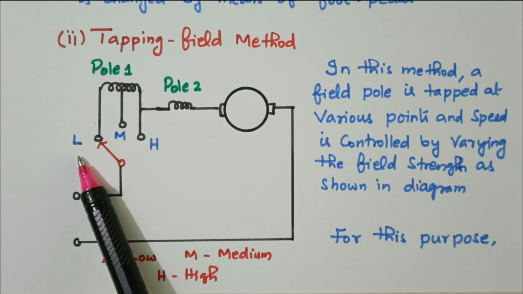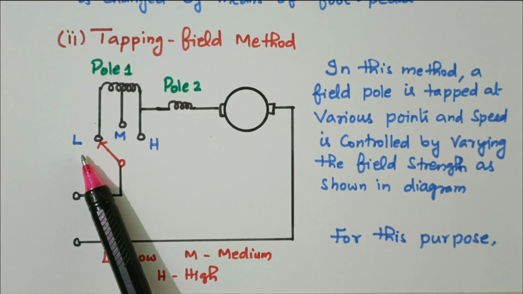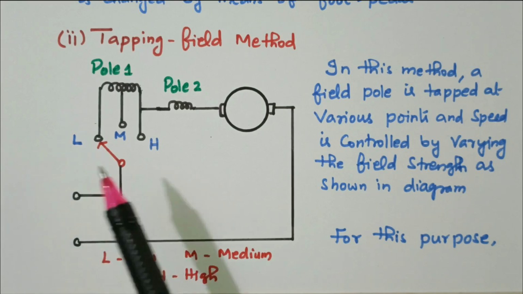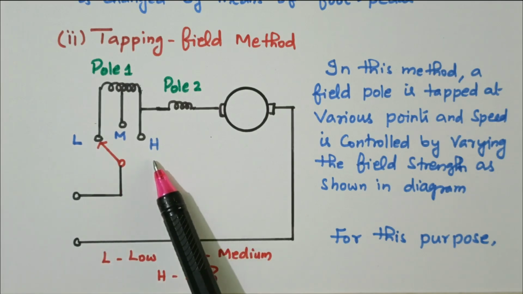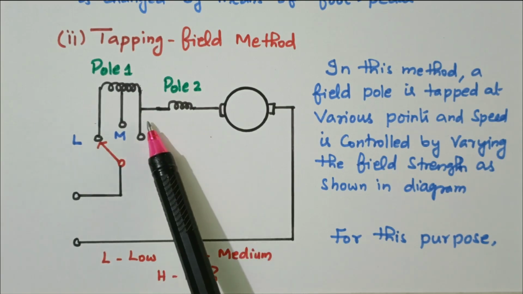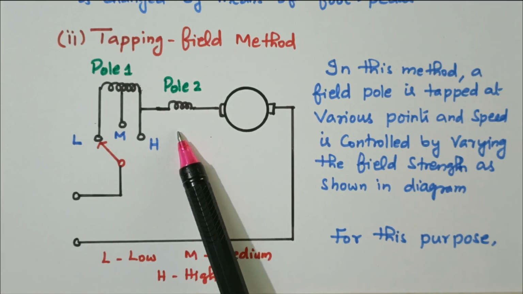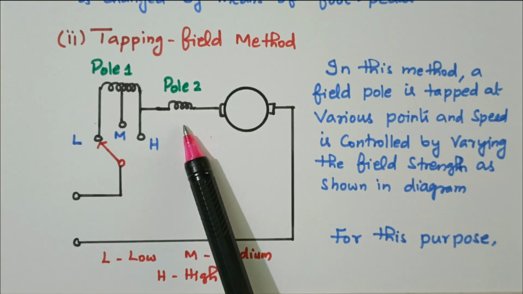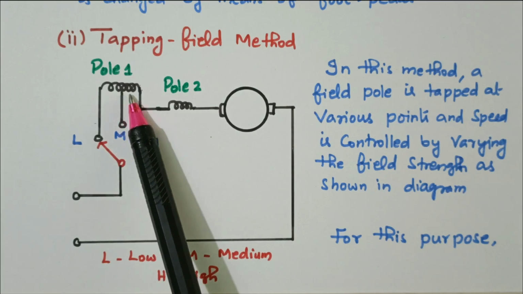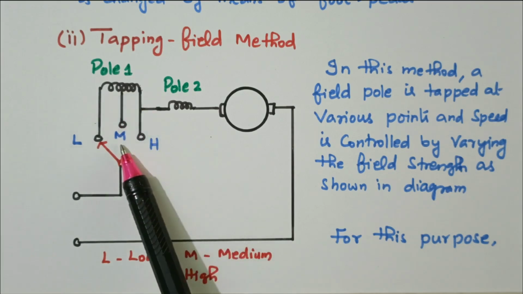While connecting low, the entire pole 1 is connected, so more field flux will be produced. If more flux is there, the speed is reduced. Speed and flux are inversely proportional. When the flux increases, speed decreases. So that's called low. When it is connected in high, this field is not connected. Only pole 2 is connected, so the flux produced by the pole decreases. So the speed will increase. So that is high. In between, around 50% is connected, so we'll get the medium speed.